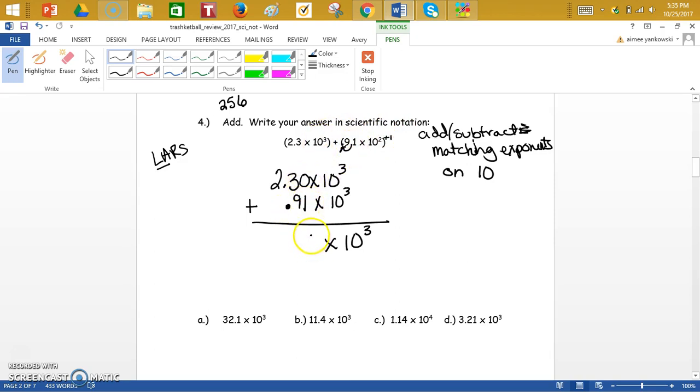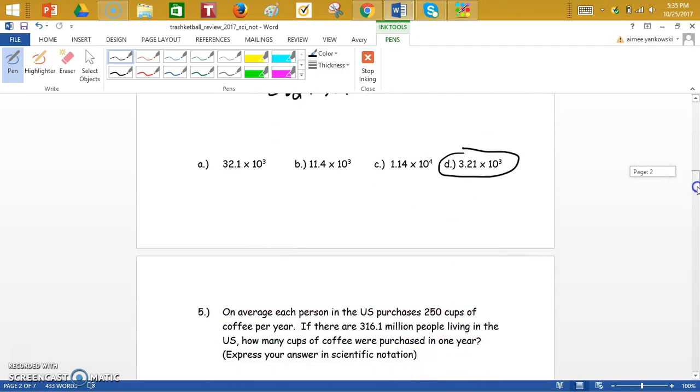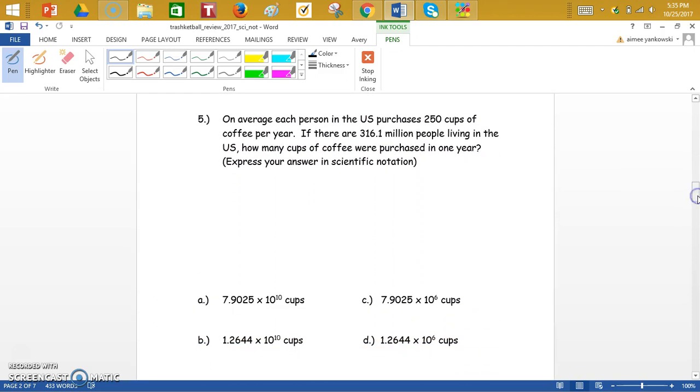0 plus 1 is 1. 3 plus 9 is 12. Put down a 2, carry a 1. 2 plus 1 is 3. So the answer here is 3.21 times 10 to the third. That's letter D. I hope that helped. Let's keep rolling through. Let's take a look at number 5.